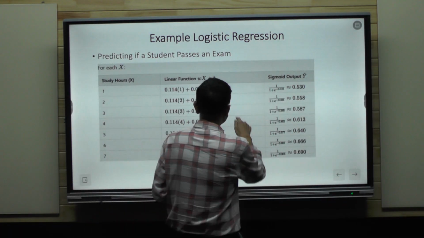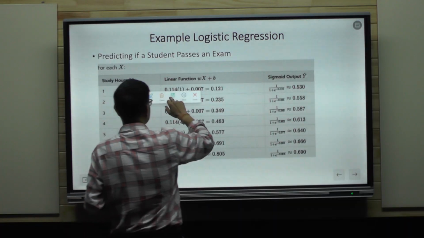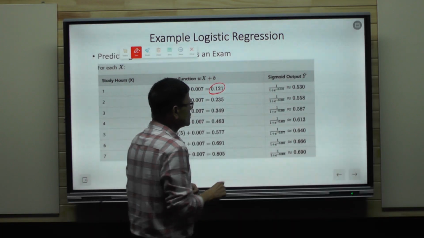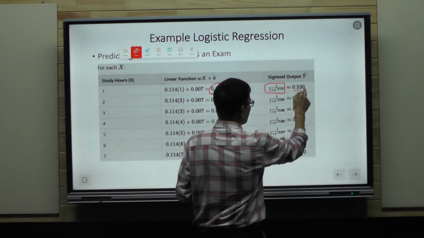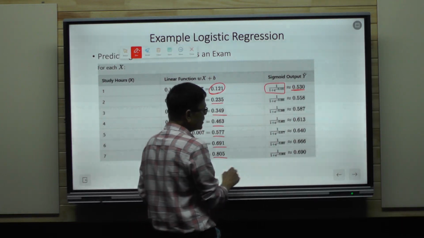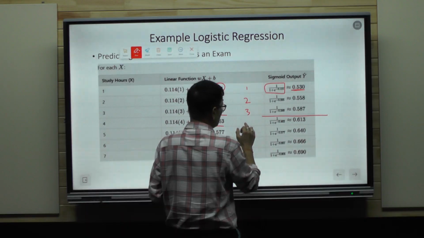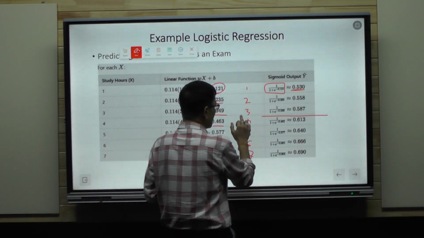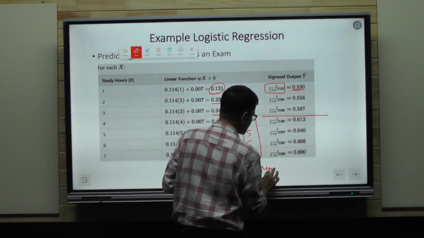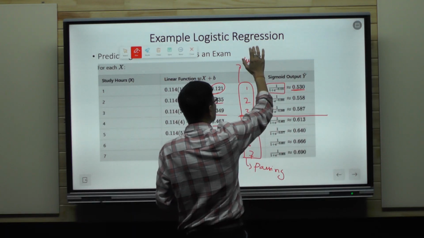Now this value 0.121 is used in the sigmoid function and we get the new values. Now we repeat the same calculations for all the values. Remember that this is 1 hour study, 2 hour study, 3, 4, 5, 6 and 7, and between these, the student is passing the exam, and in this set the student is failing the exam.